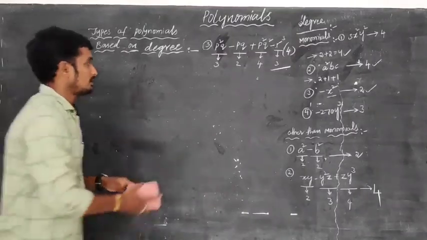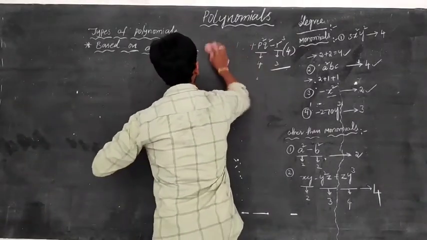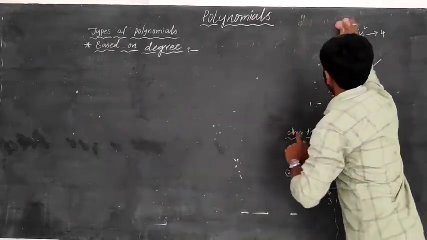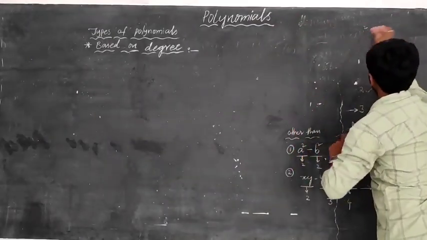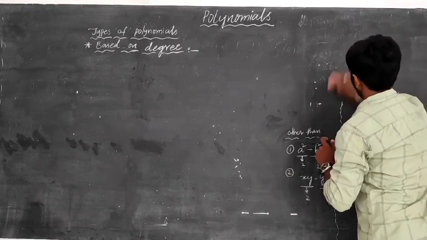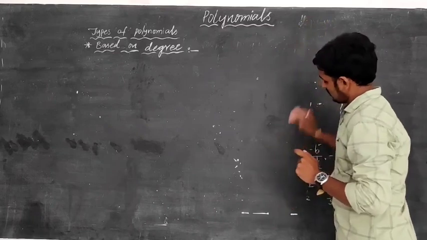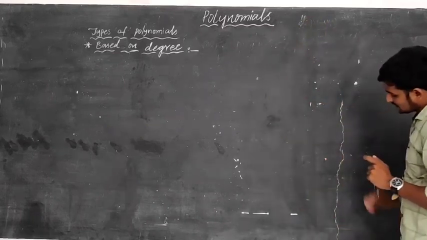Are you okay? I'm ready. So now I can move on. Now you can move on to the topic: the types of polynomials based on degree. So one last question to you, students: what is the degree of a constant?